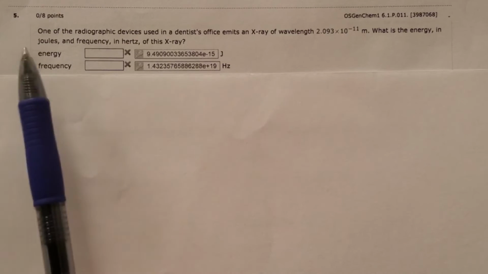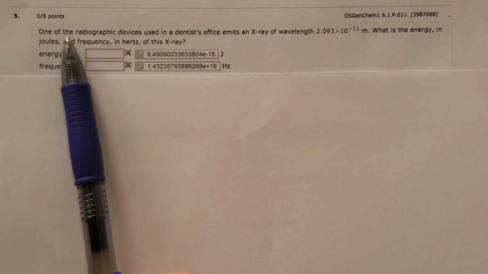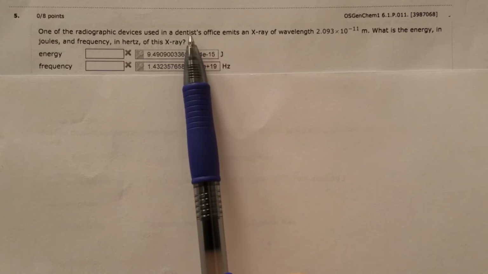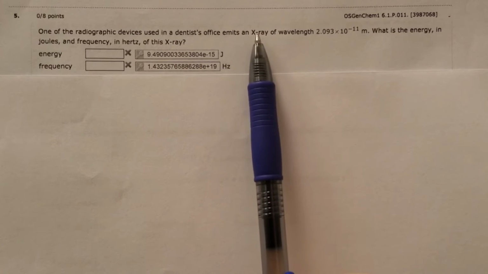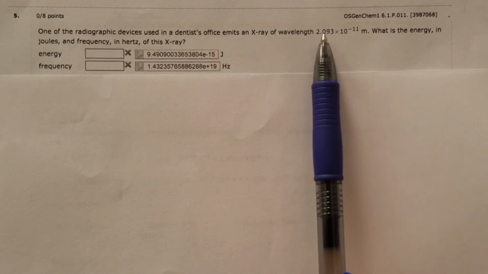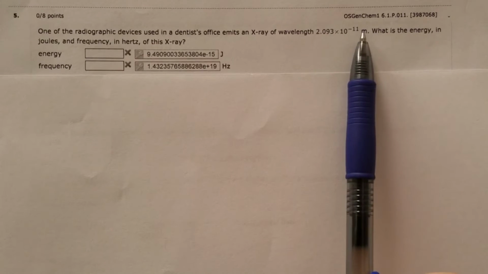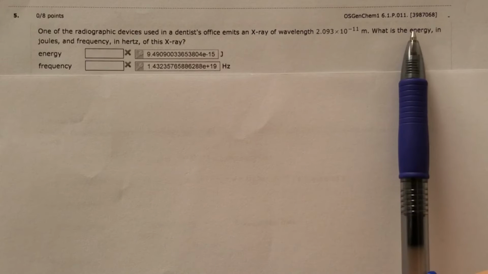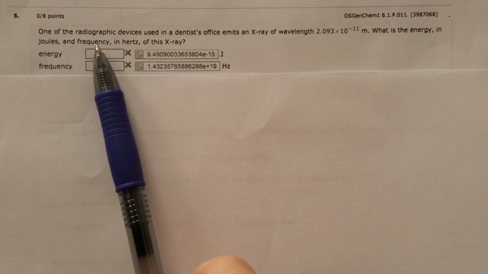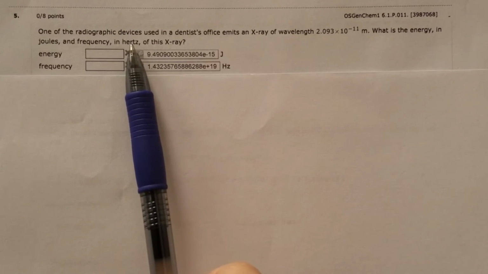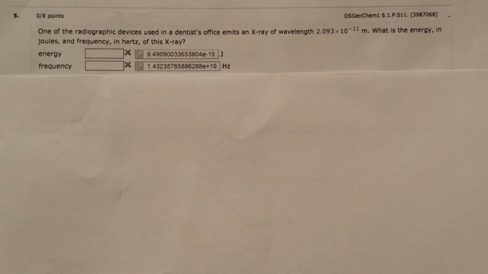Okay, this is number 5. Question number 5. One of the radiographic devices used in a dentist's office emits an X-ray of wavelength 2.093 times 10 to negative 11 meters. We need to find out the energy in joules and the frequency in 1 over s, which is hertz. Okay, so first let's find out the frequency.